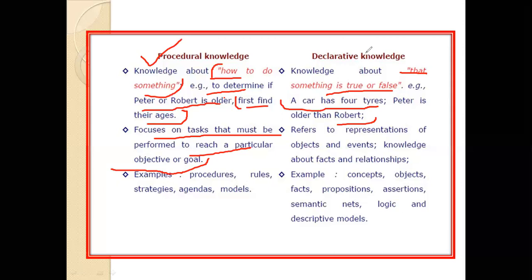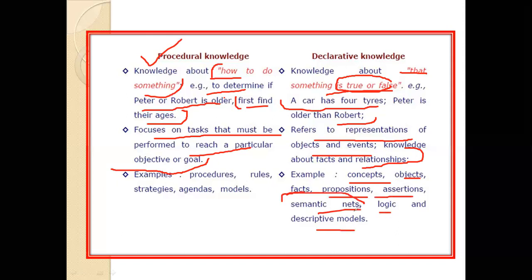But declarative knowledge is not trying to focus on how to do something. It just focuses on what is true or false. That's it. Like Peter is older than Robert, the answer may be either true or false. So it refers to representation of objects and events and knowledge about facts and relationships. Examples of declarative knowledge are concepts, objects, facts, propositions, assertions, semantic knowledge, logic, and descriptive models. So semantic knowledge itself is an example of declarative knowledge.